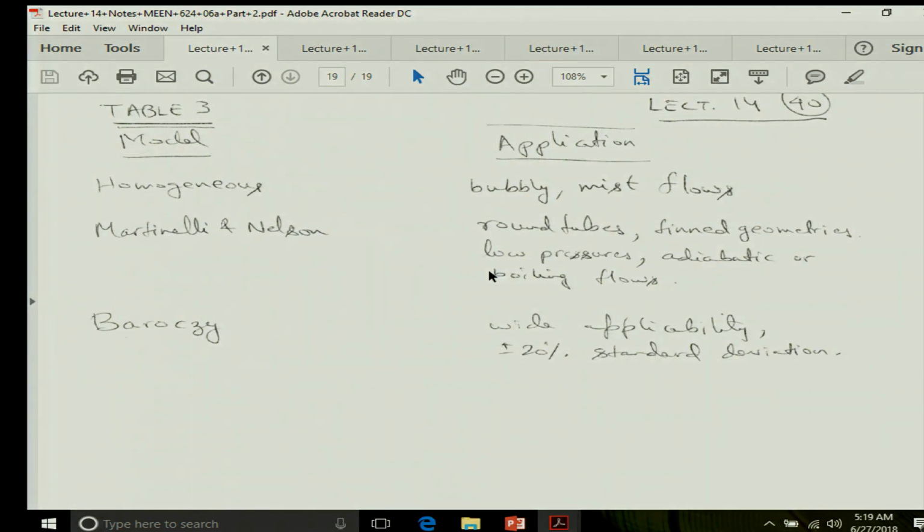Okay. Interestingly, the Banerjee correlation applies to both bubbly flow and separated flow, and it has pretty wide applicability. The variation between your true value and the predicted value is of the order of 20%, which is pretty good, considering two phase flow literature. So, if you have no idea, go with Banerjee. The Banerjee correlation is a good starting point for doing an estimation.